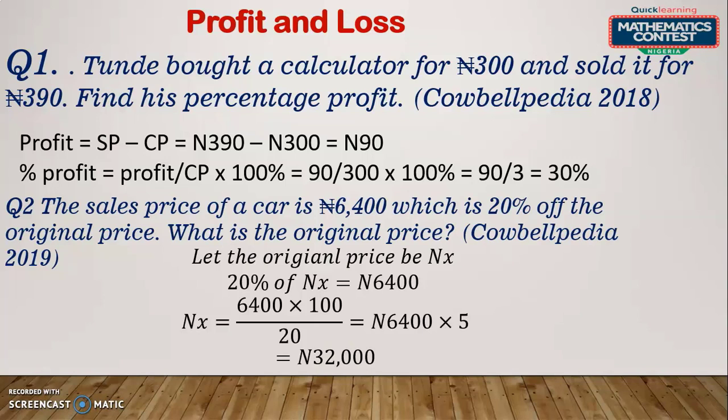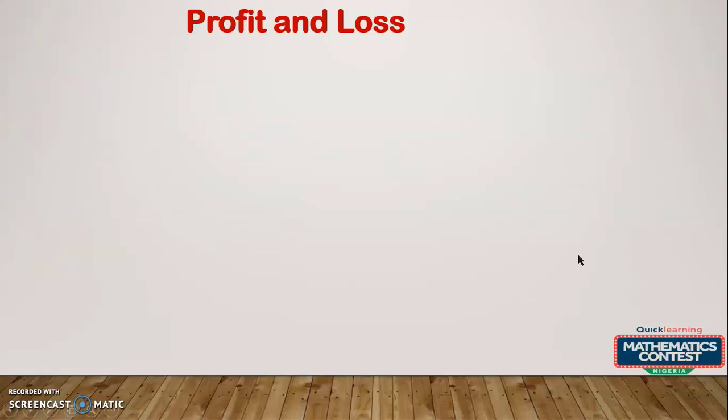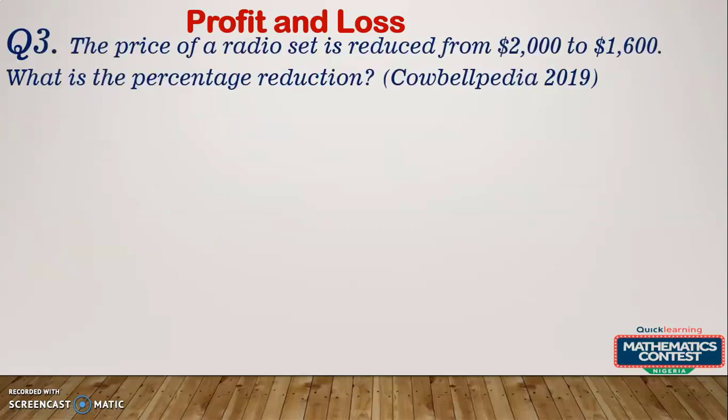Now what this means is 20% of 32,000 naira will give us 6,400. Now let's move on to the next question, and that is question number 3. The price of a radio set is reduced from $2,000 to $1,600. What is the percentage reduction?